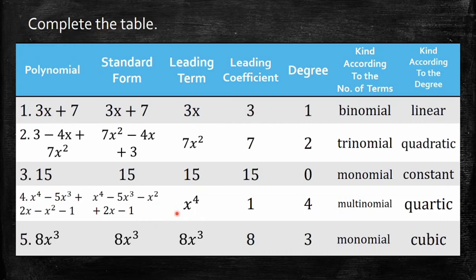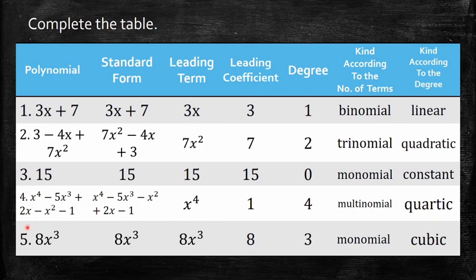As I said, if there's no number in front of the given variable with the exponent, of course, the numerical coefficient is 1. So, therefore, the leading coefficient is 1. And the degree is 4. So, for the kind of polynomial according to the number of terms, how many terms do we have? We have x to the 4th, 1, negative 5x cubed, 2, negative x squared, 3, positive 2x, 4, negative 1, 5. So, it consists of 5 terms. Therefore, it is a multinomial. And since the degree is 4, we call it a quartic polynomial.